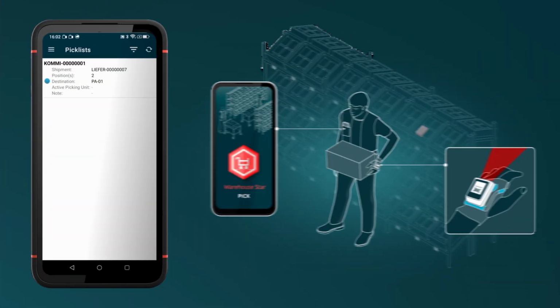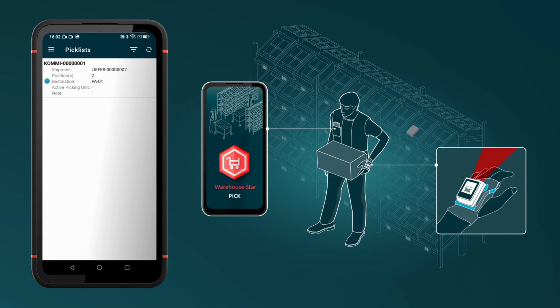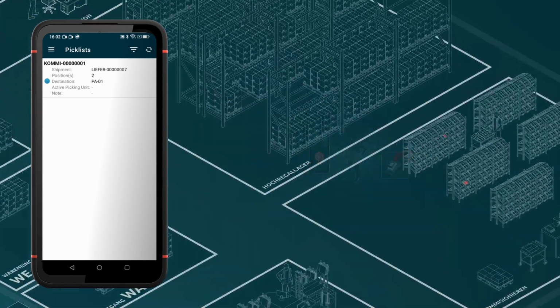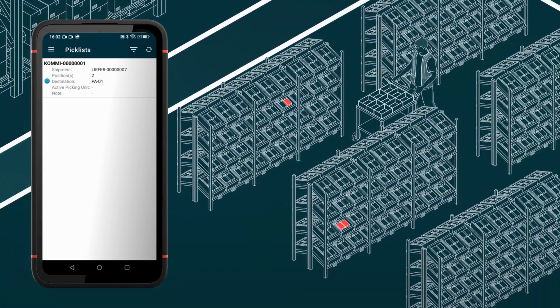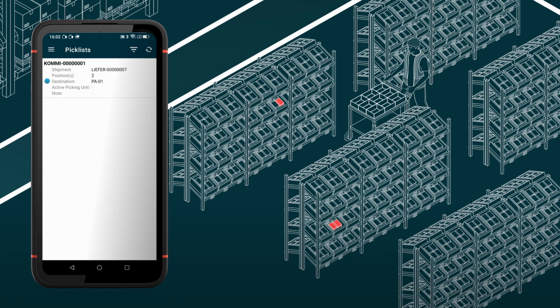After releasing the pick list in the web app, our picker can process the order with his mobile device and the pick list mobile app. Tap on the refresh icon in the upper right corner to display the currently released picking orders. Tap on the pick list to display all the items that need to be picked for this order.